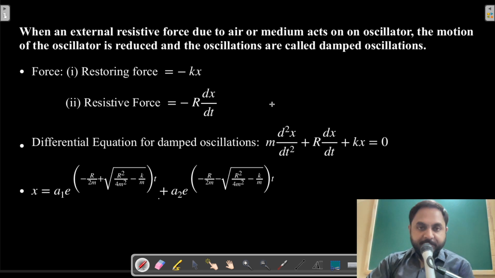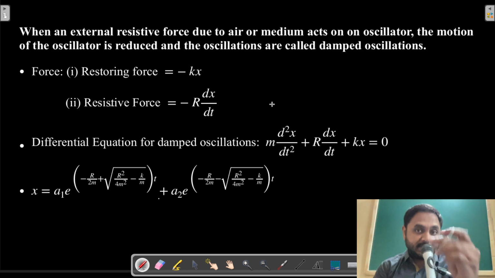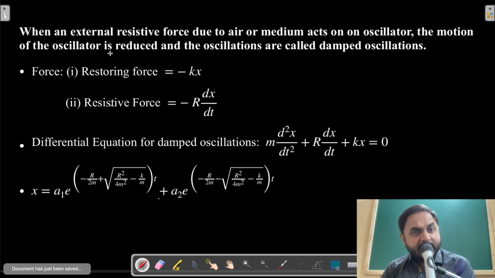Now in this video I'll just briefly recap what we have done before. In the previous videos we were looking at damped oscillatory motion. I told you that damped oscillations are when you have a pendulum placed in a medium. You can say damped oscillations are any oscillations when you have an external resistive force which is acting on an oscillator.